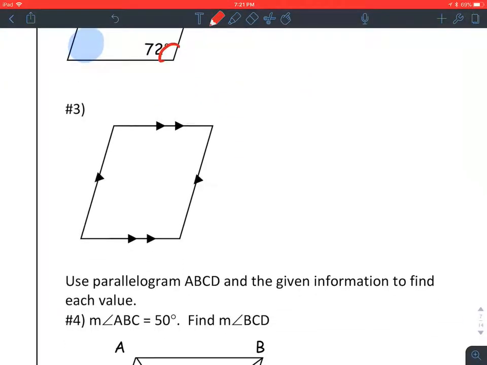Number 3, is this a parallelogram? You betcha. Opposite sides are parallel. So this is a parallelogram by definition of a parallelogram.